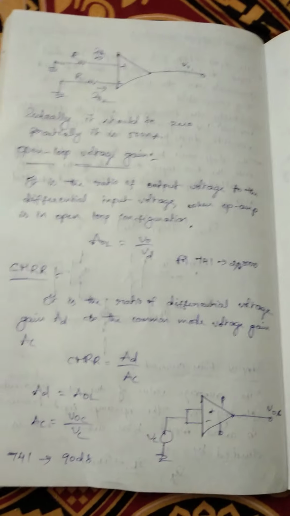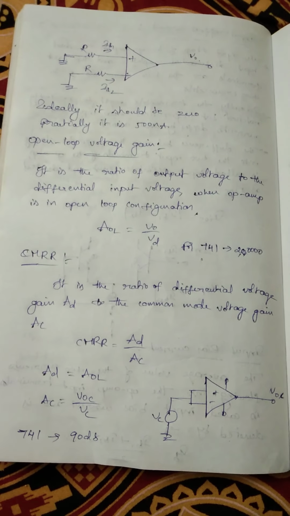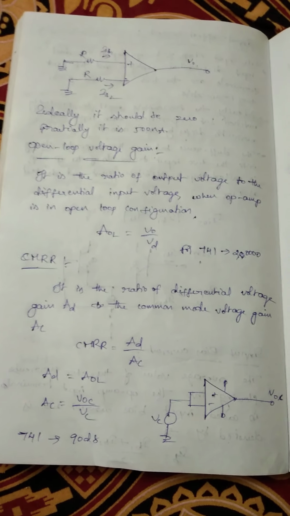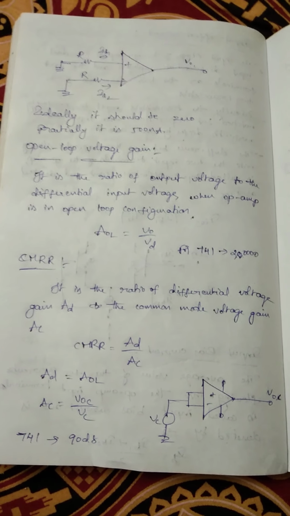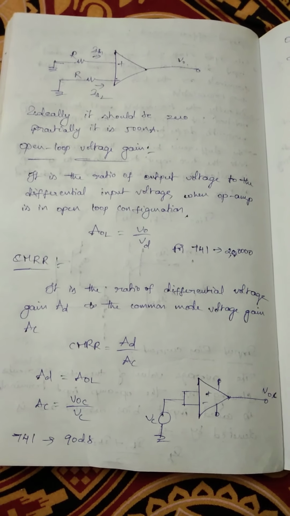And next one is CMRR. We know the CMRR is nothing but common mode rejection ratio, and it is defined as the ratio of differential voltage gain to the common mode voltage gain.